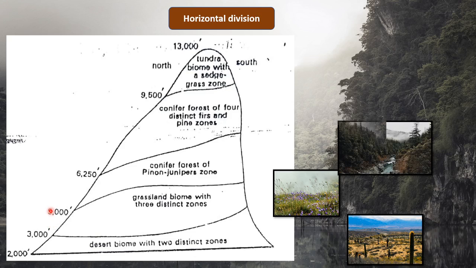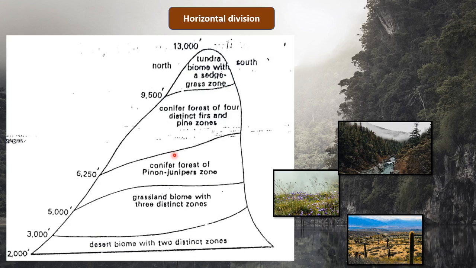Now as we move towards 6250 feet, we can see that there would be conifer forest present at the top with pinon and juniper zone, like all the plants of juniper trees would be present, right? So here mostly conifer forest is present. We know what conifers are. These are plants that have cones and their shape is like a Christmas tree, right? So all of these plants, trees would be present at 6250 feet.